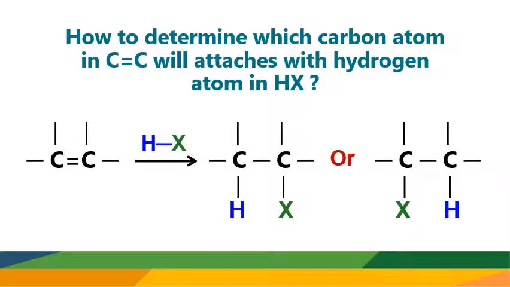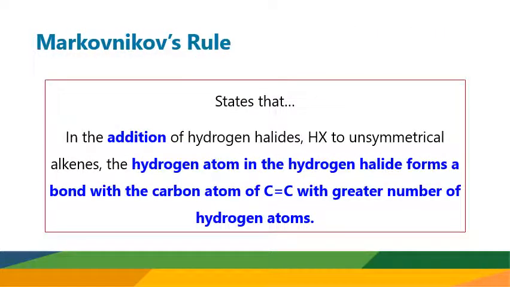How do we determine which carbon atom in the carbon-carbon double bond will attach to the hydrogen atom in the hydrogen halide? To determine the product of this reaction, we can follow the Markovnikov rules. What is the Markovnikov rule? The Markovnikov rule states that in the addition of a hydrogen halide to an unsymmetrical alkene, the hydrogen atom in the hydrogen halide forms a bond with the carbon atom of the carbon-carbon double bond with a greater number of hydrogen atoms.